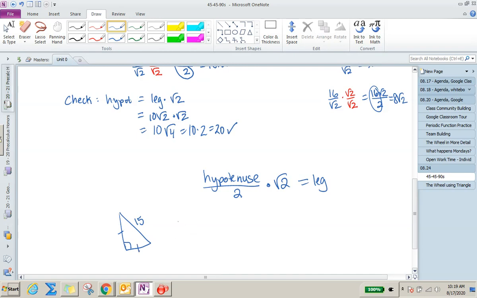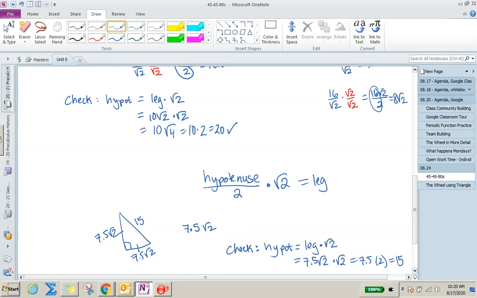All right, so if we're using the shortcut, divide it by 2, so that's 7.5, multiply it by root 2, and those are your legs. And you can always check because the hypotenuse is equal to a leg times root 2. So if we take the leg and multiply it by root 2, we get 7.5 times 2, and that gives you 15. All right, so what does this have to do with the bike wheel?